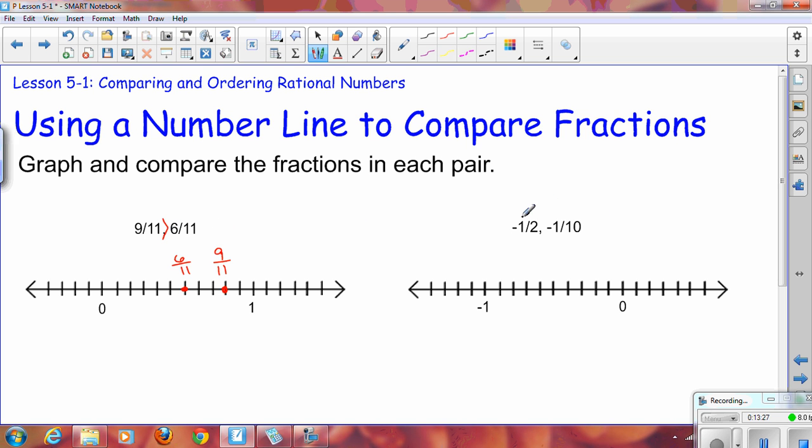Over here, we have negative 1/2 and negative 1/10. Here's my 0. Here's my negative 1. 1, 2, 3, 4, 5 would be halfway. That's negative 1/2. Negative 1/10 is just right here. So negative 1/10 is clearly larger than negative 1/2.